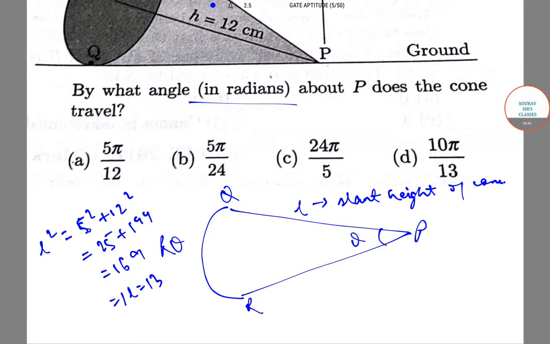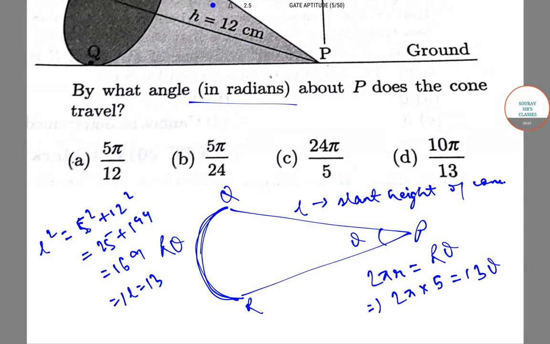And the circumference of base circle is equal to length of our QR. So we get 2 pi into small r is equal to capital R into theta, or 2 pi into 5 is equal to 13 theta. And so from here we get theta is equal to 10 pi by 13. Therefore the correct option is option D.